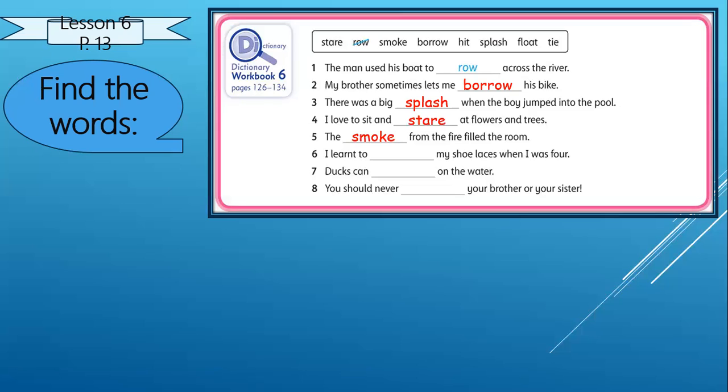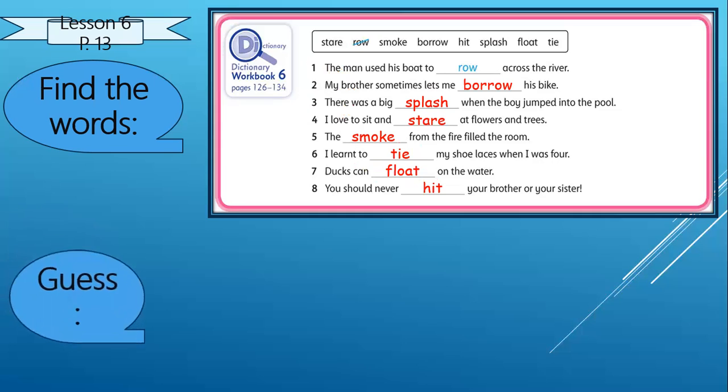Number 6, I learned to what my shoelaces when I was 4? Yes, excellent. I learned to tie my shoelaces when I was 4. Number 7, ducks can what on the water? Very good, can float. Ducks can float on the water. Number 8, you should never what your brother or your sister? That's right, you should never hit your brother or your sister.